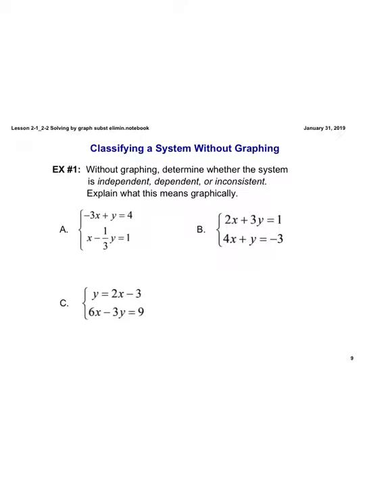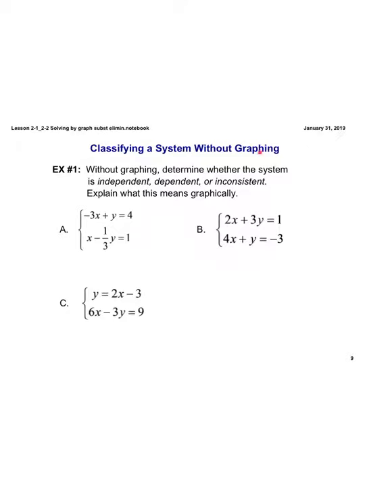So you can actually classify a system without graphing and determine whether it's independent, dependent, consistent, or inconsistent without ever graphing it. And we're not going to actually go through every one, but I'm going to describe to you how you can do it. With the exception of one of these in here, all of these are in standard form. If I knew whether the lines were parallel, coinciding, or just intersected, then I could tell whether they're consistent, inconsistent, dependent, or independent because I could tell what their solution is.